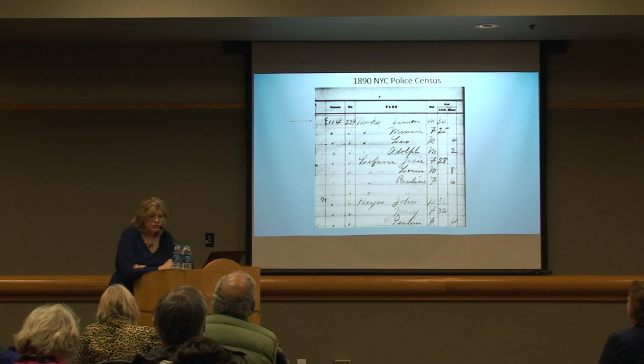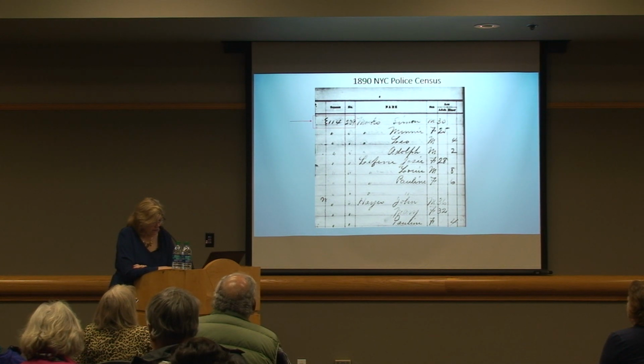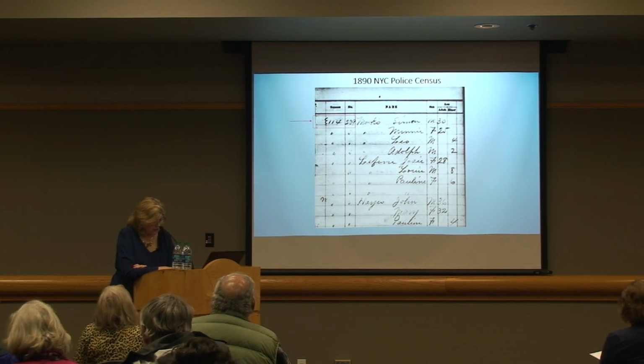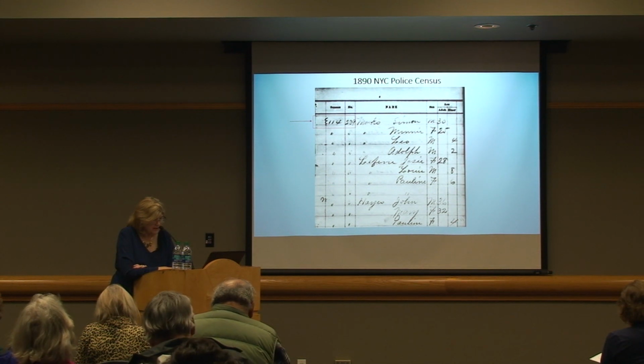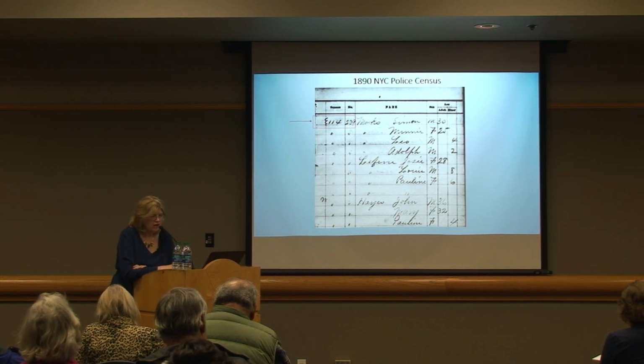You can find those indexes at Ancestry.com. You can find images of them at the Family History Library, and I'll give you the 3 microfilm numbers that they're located on. The first microfilm number is 1304781. The second is 1309970. And the last is microfilm number 1304777.